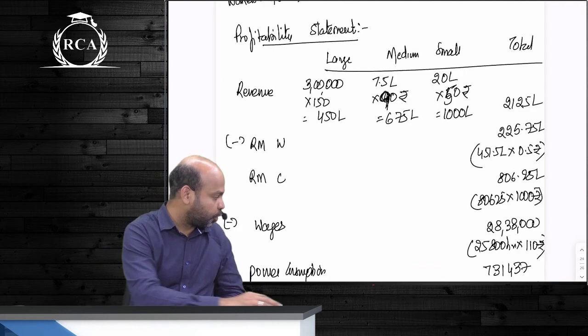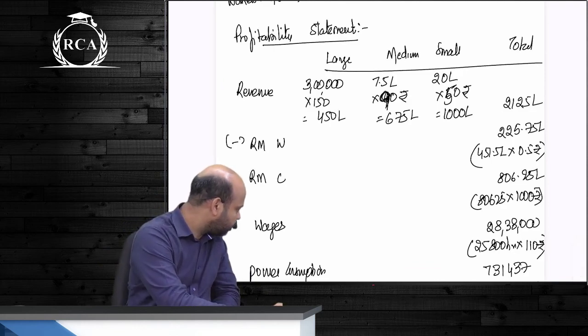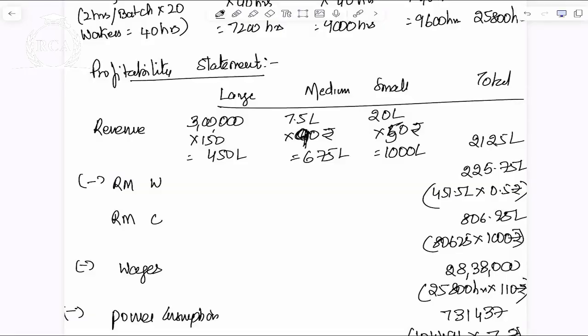Copy, beta. All of you copy the profitability statement, guys. Perfect beta Sarvagna. All of you copy profitability statement.